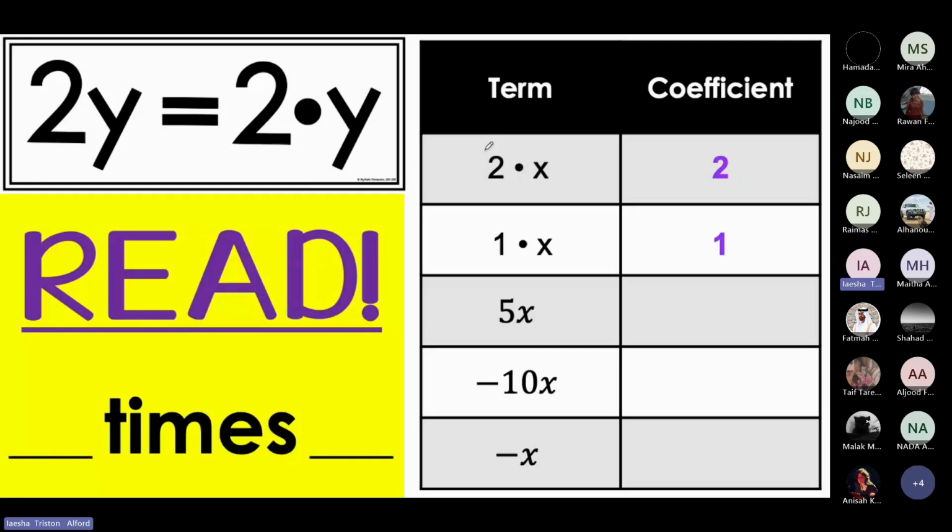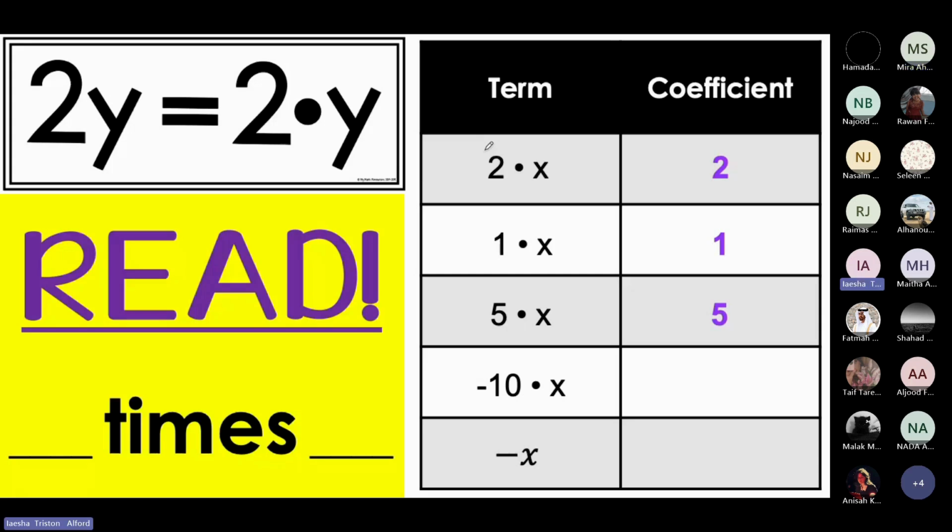Anybody else out there? Positive 5x. Read it. Positive 5 multiplied by x. What is your coefficient? Positive 5. The next one, negative 10x. Can you read it? Negative 10 multiply x. Negative 10 times x or multiply x. What number is your coefficient?